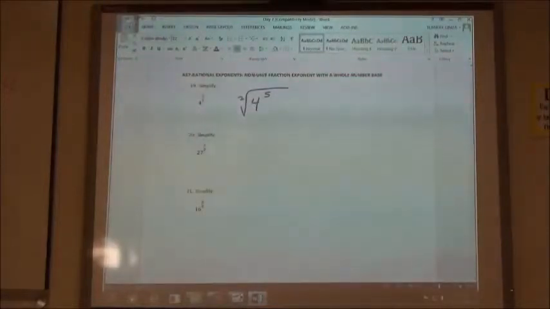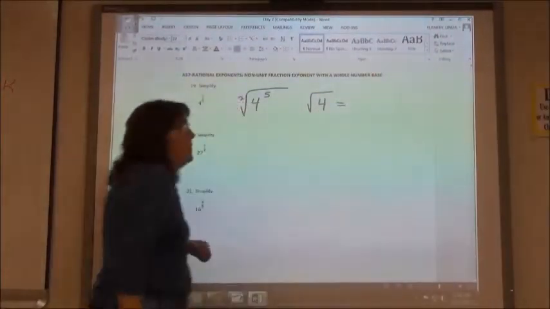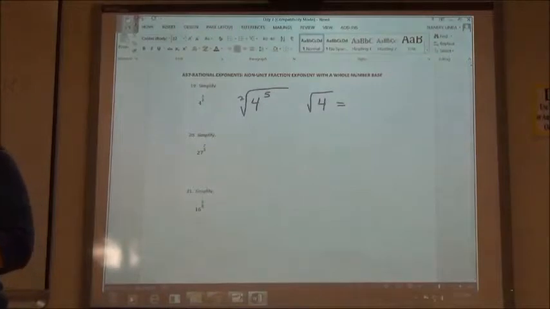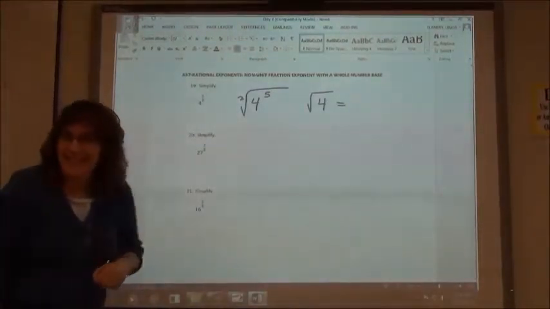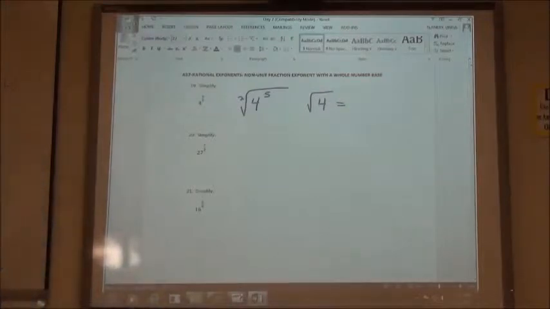Now when you simplify it, you could do the 4 to the 5th first, but then your number gets really big. So it's easier if you do the radical first. What is the square root of 4? The square root of 4 is 2, right? 2 times 2 is 4.